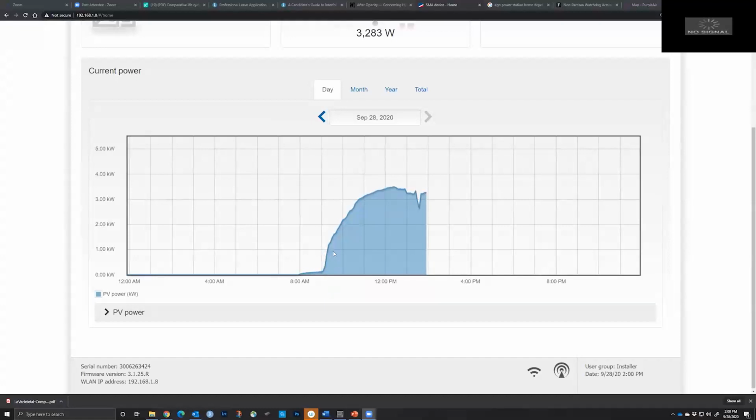But then as the sun gets higher and higher, and the incident angle on the solar panels is more direct, more perpendicular, it starts generating more and more power.